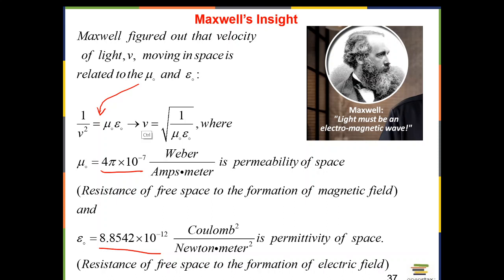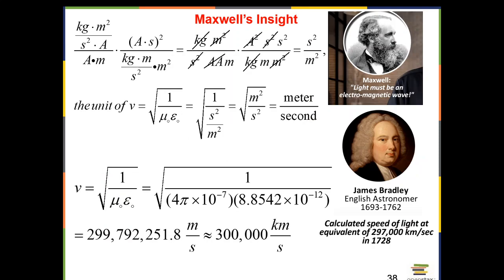Now, he realized that the velocity of what he was working with was equal to the square root of 1 over this product. The units of these two numbers, again the units in physics, are Weber over amps times meter, and coulombs squared over Newton times meter squared. You probably know Newton and meter and maybe Coulomb in physics, and Weber. But I'm going to show you what he did. He basically took those numbers, put them in this equation, and did the unit analysis.